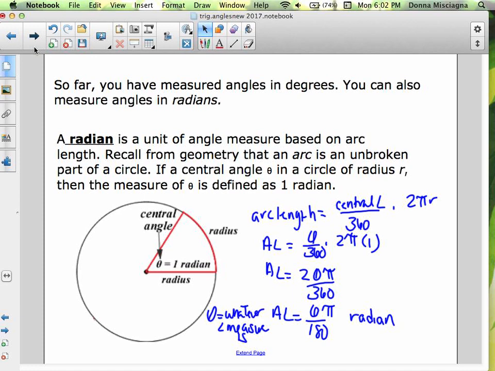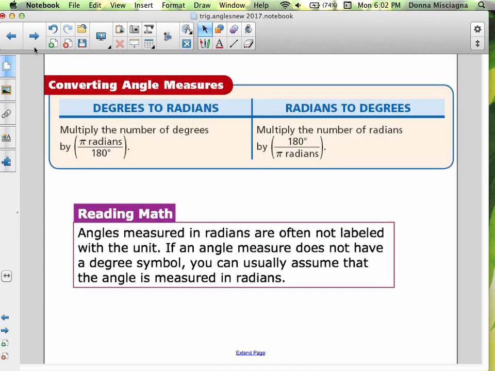Okay, moving right back. All right, so if we want to take degrees and change them to radians, you're just going to multiply by pi over 180, whatever the degrees was. And if you wanted to change radians back to degrees, you just multiply by the reciprocal. You just undo what you just did. So dividing by pi over 180 is the same as multiplying by 180 over pi.